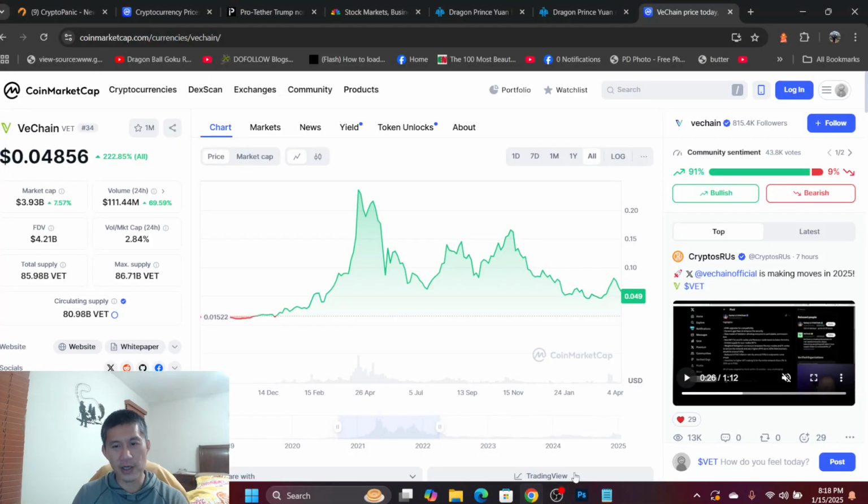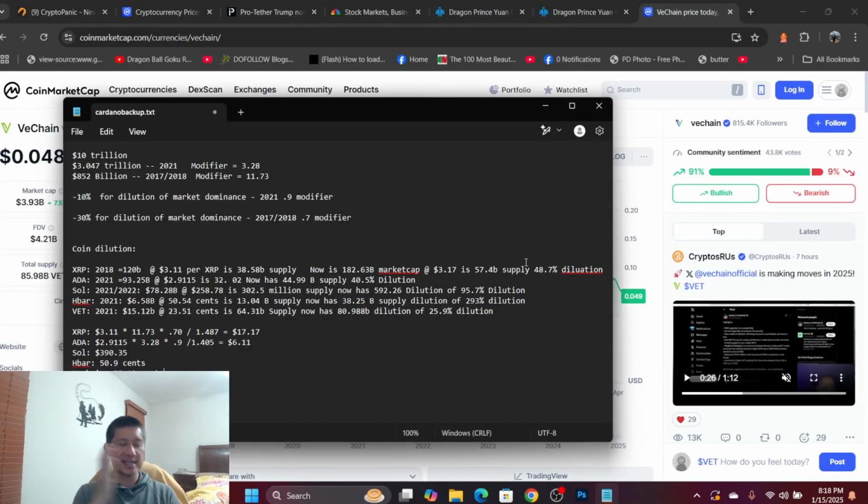Hello everyone, we're going to do a fun calculation today. We're going to try to calculate the maximum price of 5 coins during the bull run based on their last market cap and how much the market has grown since then. There's an adjusted modifier for dilution since their last market price maximum, and of course the dilution of how many coins there are in its actual supply. We're going to use XRP, Cardano, Solana, HBAR, and VET.